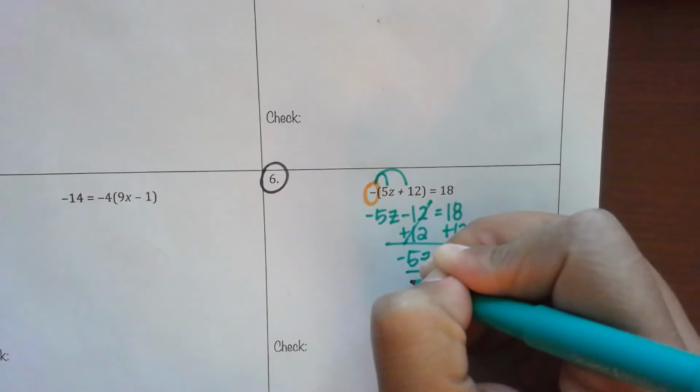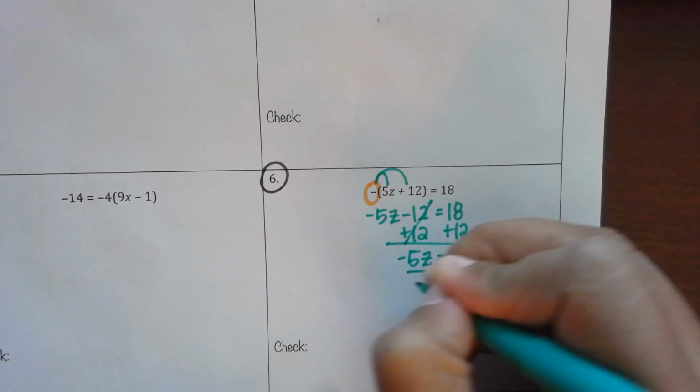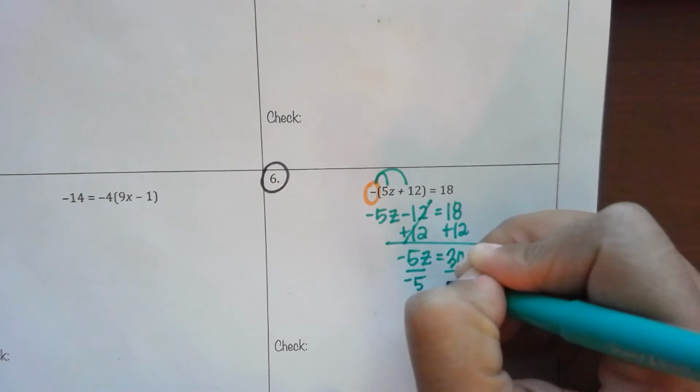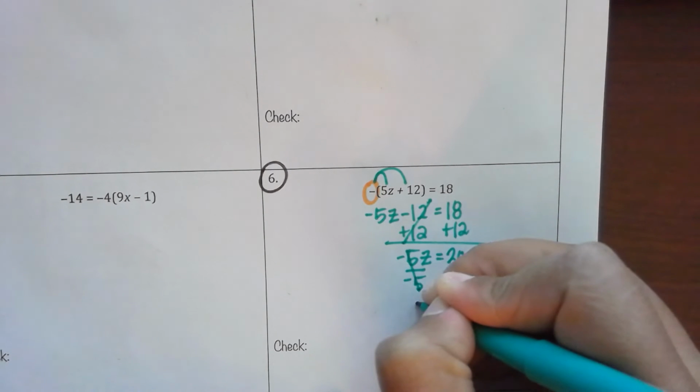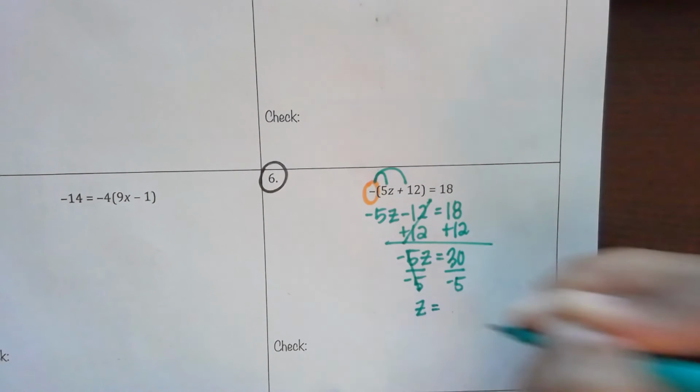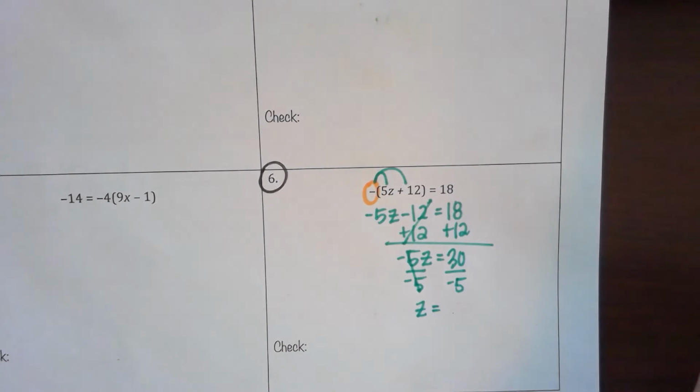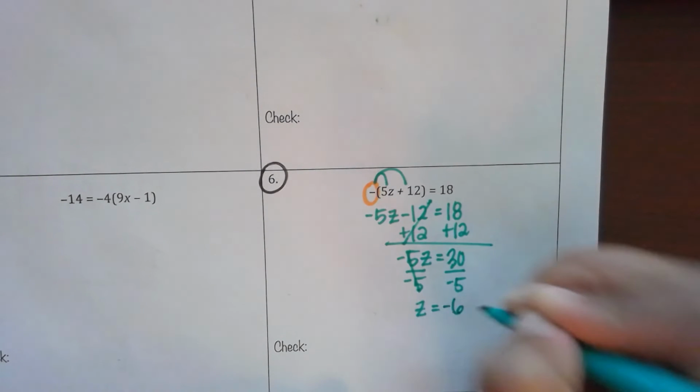Divide by what? -5. Do the signs matter? Yes. What happens to those -5s? So what's being brought down? Z equals 30 divided by -5. Please type that in. We were dropping signs all over the place. 30 divided by -5. What'd y'all get? -6.